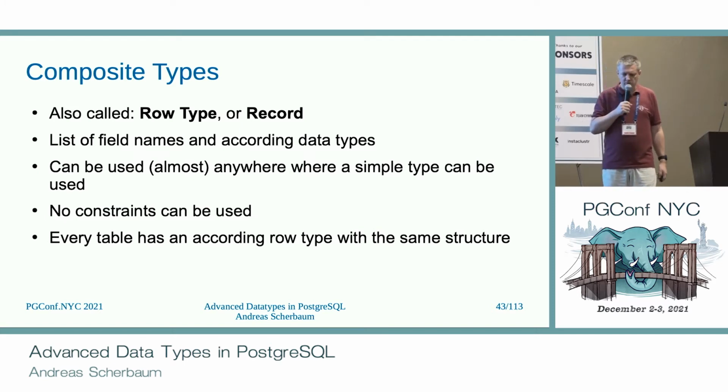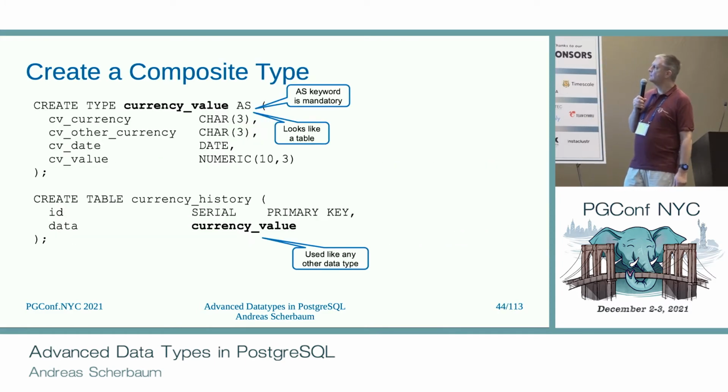You can use the row type or record type almost everywhere where you can use a simple data type, in a table, as a column type, whatsoever. Let's look at a couple examples.